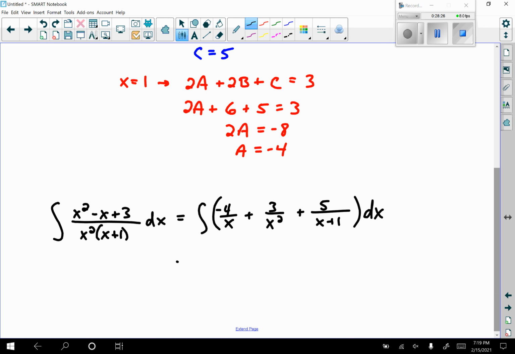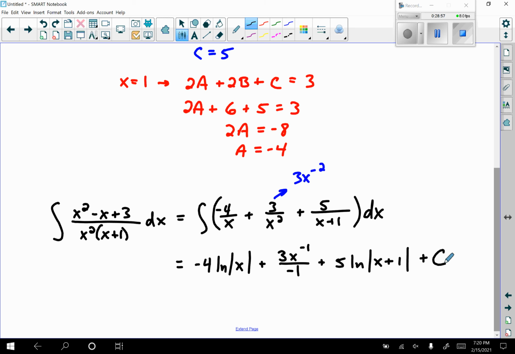And now I could just take the antiderivative of each term. So this is just going to become, of the first term, negative 4 times the natural log of the absolute value of x. We could think of this as 3 times x to the negative second. So I don't use the natural log here. I just use the power rule for antiderivatives. So this will become plus 3 times x to the negative first over negative 1, because we're adding 1. And then this will become 5 times the natural log of the absolute value of x plus 1 plus c. So we could leave it like that, or you could turn this into, this will just become a negative 3 over x if you wanted to write it this way, but this is perfectly fine.